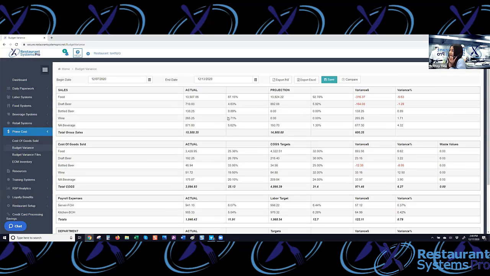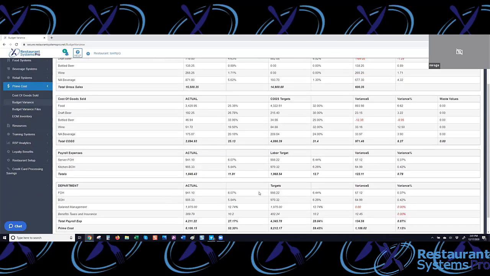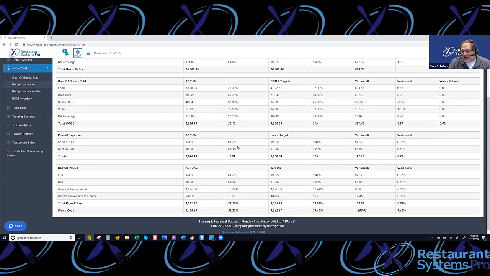So if you look from what we projected, you beat your projection by $600 for the week, so that is awesome. Then your cost of goods, you were targeted at a 31.4, you ran a 25.13, so you beat your target by $971. Cool. Your payroll expense, we had you targeted at 12.7, you ran 11.91, so you beat that by 122. This labor is not any salaries. This is only hourly. Then it breaks it down by front of the house, back of the house, salaries, and then your benefits, taxes, and insurance.